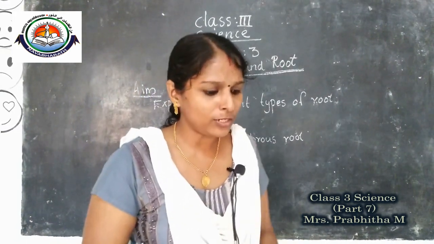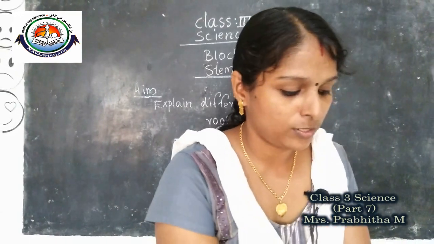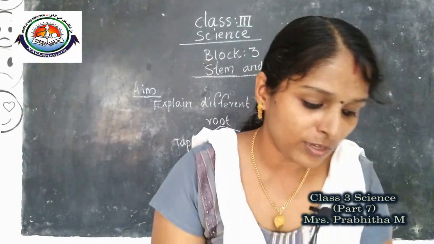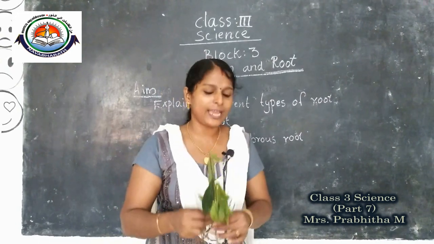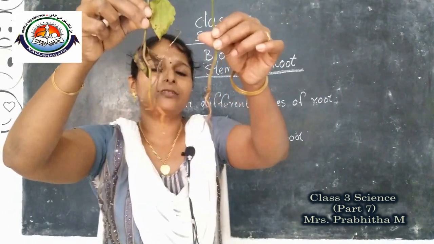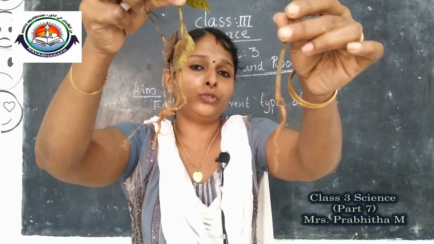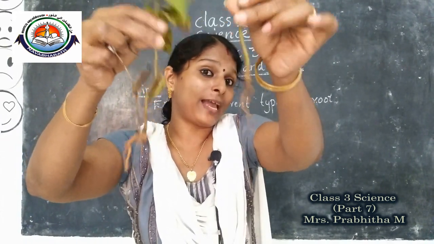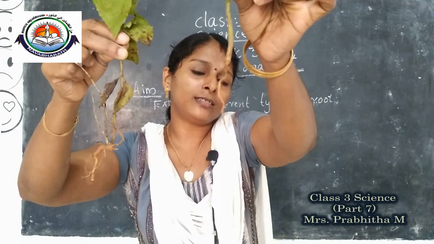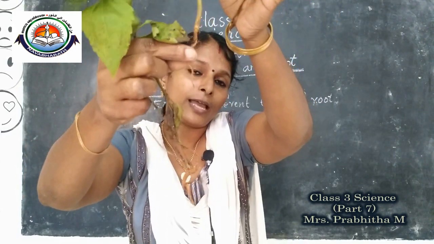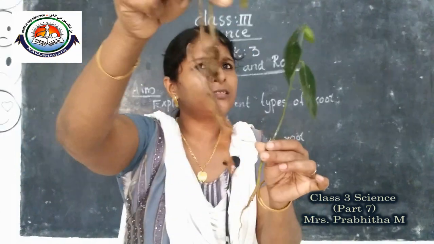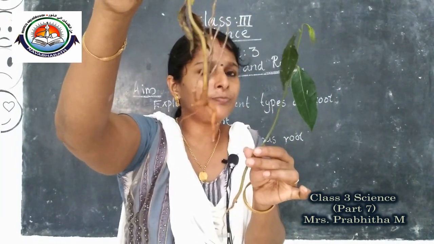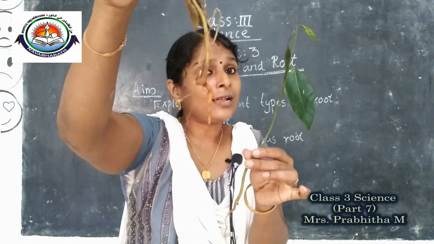So now I will show you two types of root, plants with these two types of root. First I will show you tap root. These are the two plants I am going to show you. Look, this is a jackfruit tree. Jackfruit tree is a plant only. So this one is tap root. This plant has tap root, and this is some wild plant I took from outside. This is also a shrub. This also has tap root.